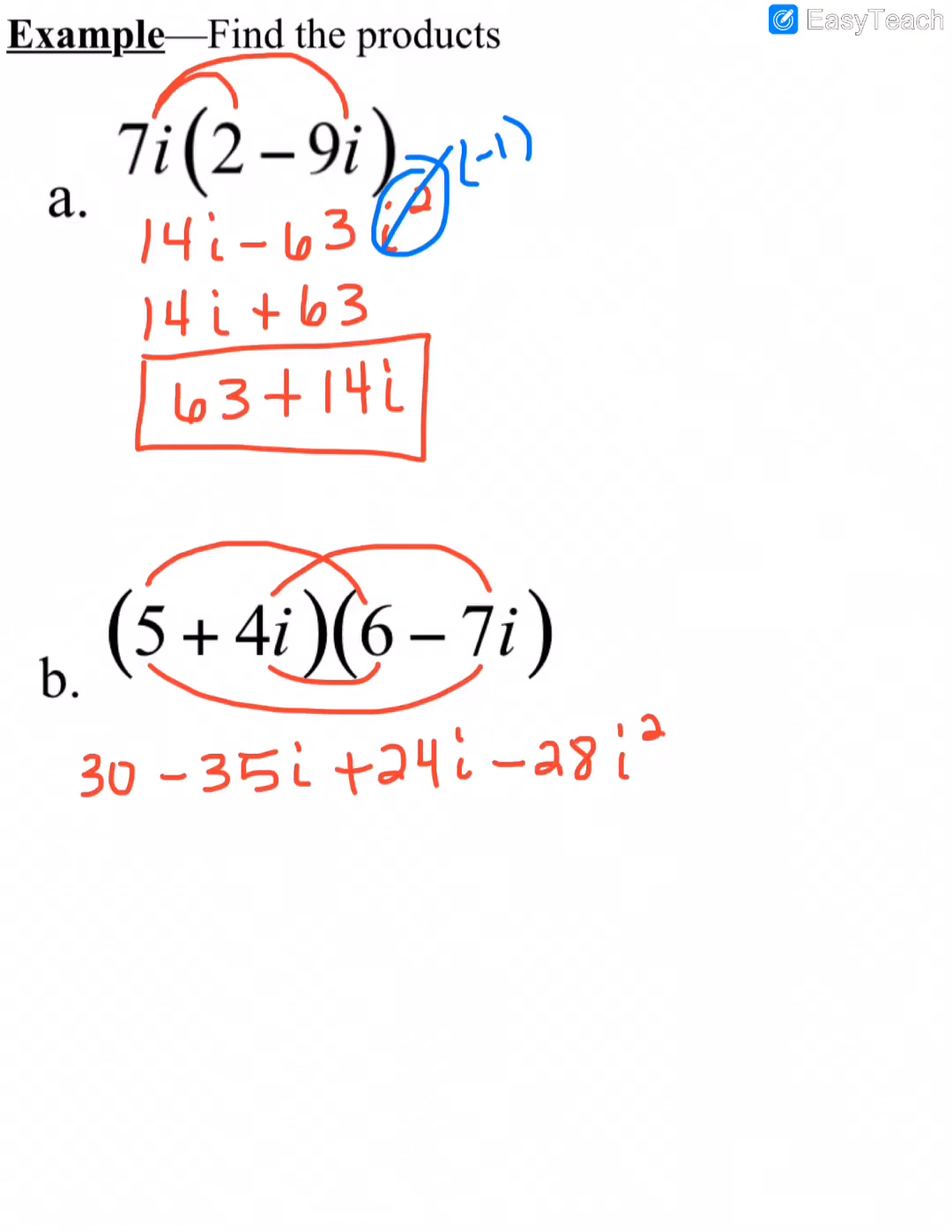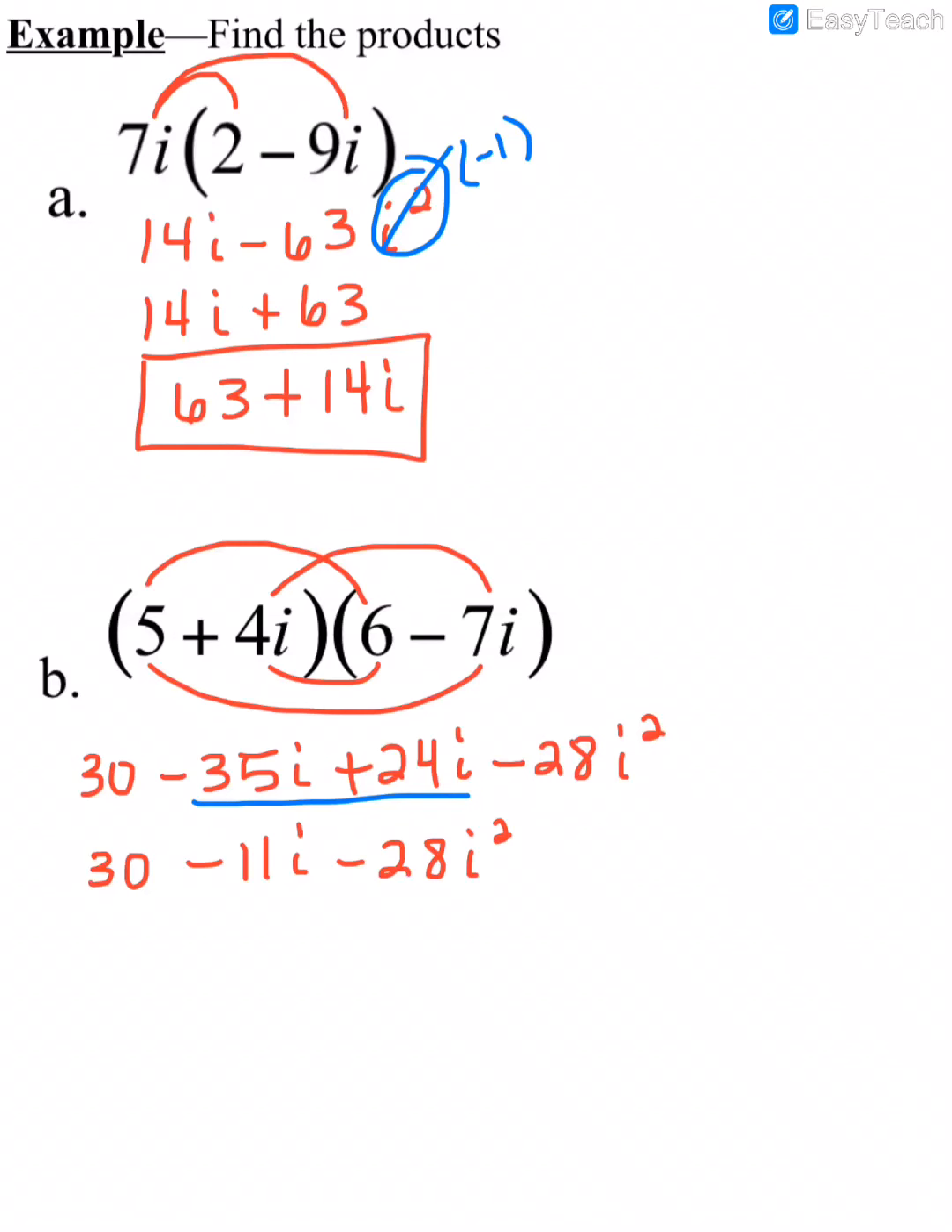28i squared. Okay, so first I'm going to combine like terms. These two terms in the middle are like terms because they both have i's. So I'm just going to bring down the 30. And then negative 35i and positive 24i would be a negative 11i. And then I'll bring down the negative 28i squared.